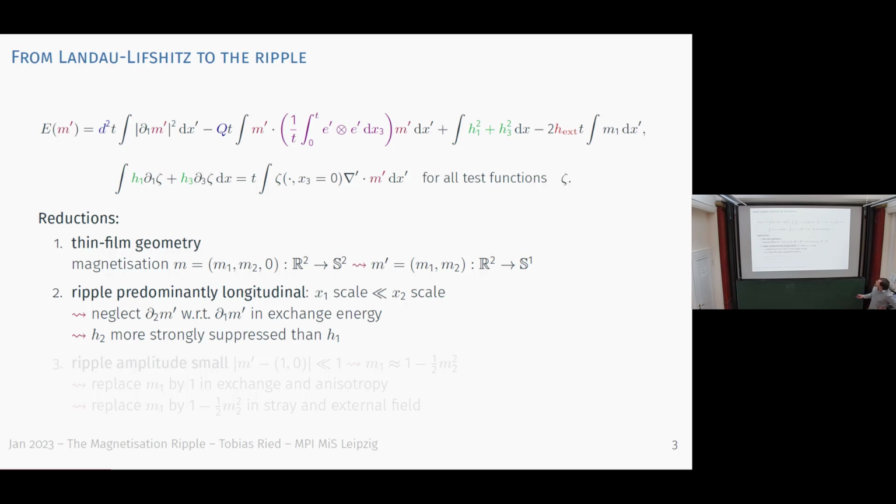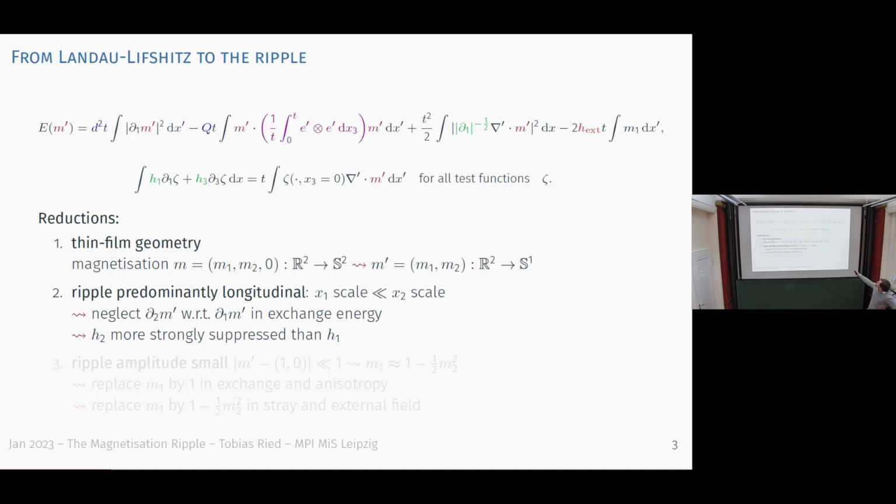If you do that with a calculation, you can actually see that you can write the field energy as this characteristic negative 1/2 gradient, which is now only a d1 derivative of the divergence of m, which is the in-plane divergence of m.